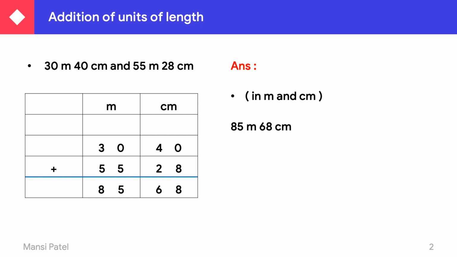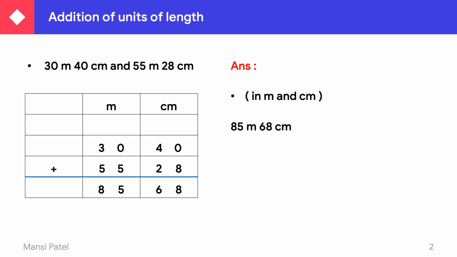After the answer, it is compulsory to write down the units. 85 is what? Is it a meter, a centimeter or a kilometer? So please mention the units after the digits. So here we can say the answer is 85 meter and 68 centimeter.